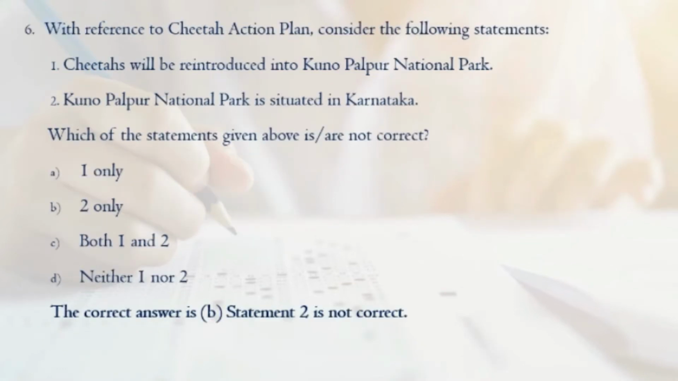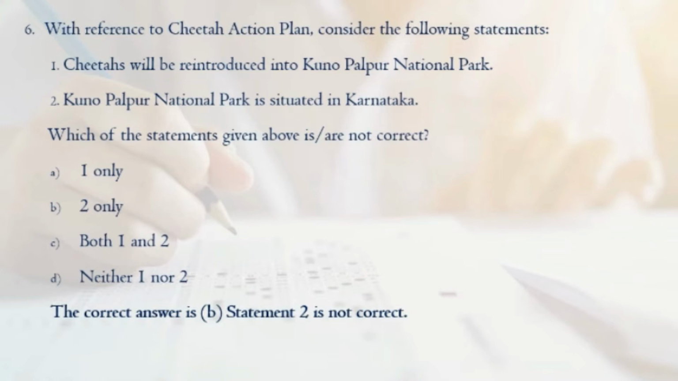Next question is, with reference to Cheetah Action Plan, consider the following statements. First, cheetahs will be reintroduced into Kuno Palpur National Park. Second, Kuno Palpur National Park is situated in Karnataka. Which of the statements given above are not correct? A. First only. B. Second only. C. Both first and second. And D. Neither first nor second.